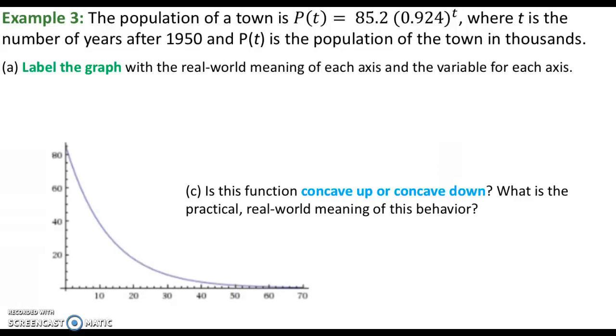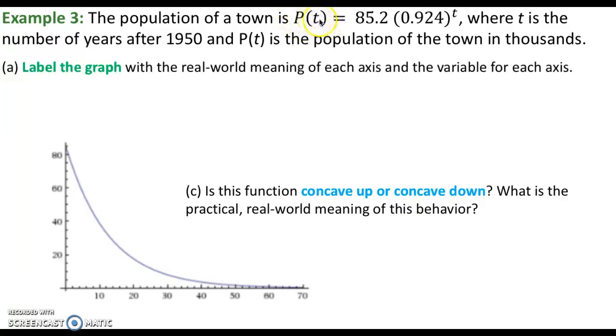Let's look at example 3. The population of the town is given by this exponential equation where t is the number of years since 1950 and p of t is the population of the town in thousands. Again, let's label our axes with the real-world meaning of each axis. What do they mean? Let's look at the function notation. This always gives us a clue.